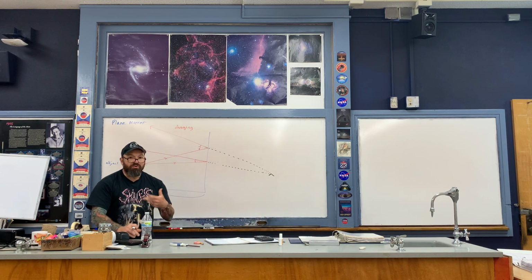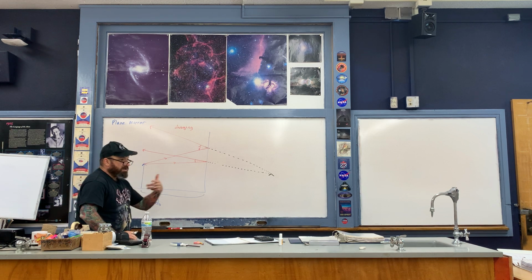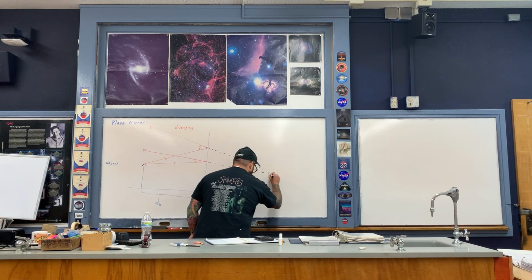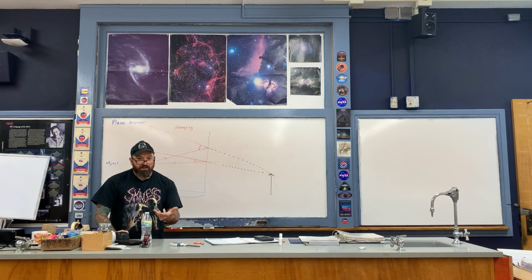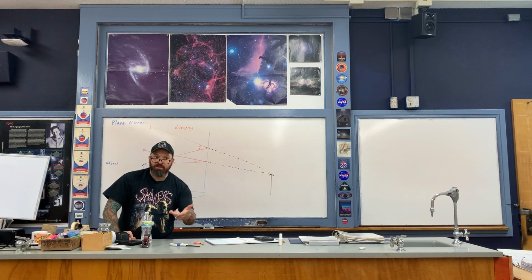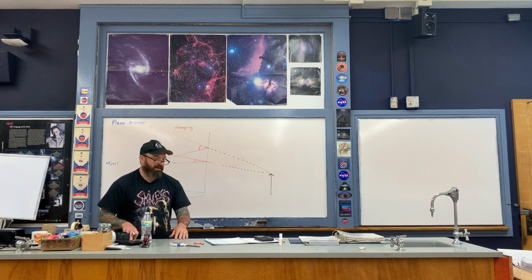And then if you do this process for all points along the arrow, you would then construct the image of the arrow here, like so. So when you look at the mirror, when you look at the object in the mirror, as we sometimes say, you then see the image as if the image is behind the mirror. This type of image is referred to as a virtual image.